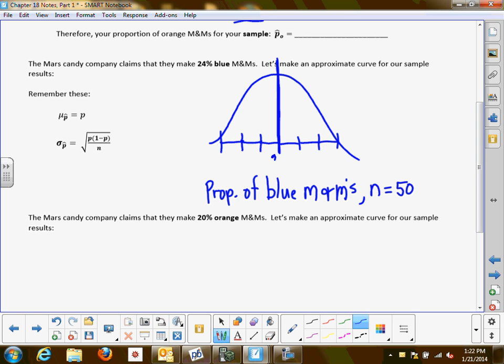24%. The reason this is 24% is because that's what the Mars Candy Company says they make. 24% of all of the M&Ms that go off their assembly line are blue M&Ms. And you see this right here? The mean of the sampling distribution of all samples of size 50 should be the 24% that they claim is what they produce. Okay, yes?